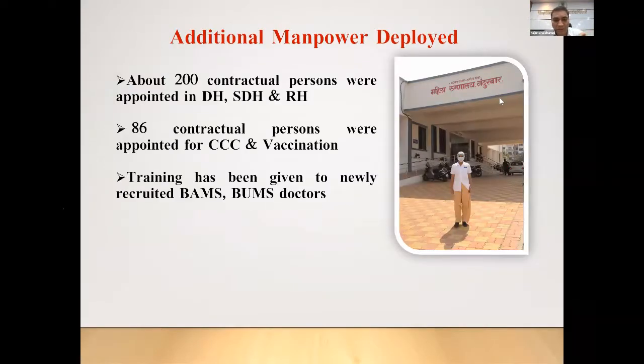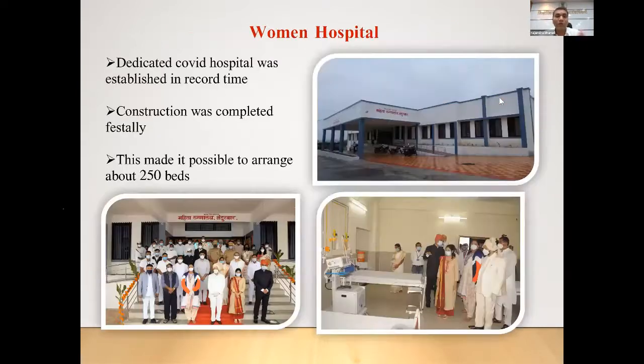We recruited 200 contractual health personnel, because we had a shortage of doctors and nurses. 86 contractual persons were hired only for vaccination and CCCs, because we were not getting any MBBS or MD doctors. We trained BAMS, BUMS doctors for intubation and intensive practices. We also made a women-dedicated hospital of 250 beds, where only women patients will be treated, so that they feel more secure. Doctors, nurses, everybody will be women.